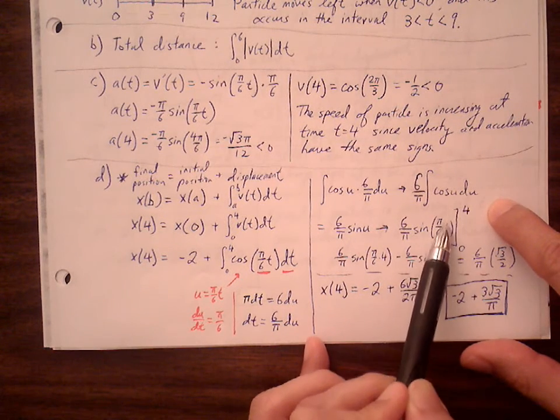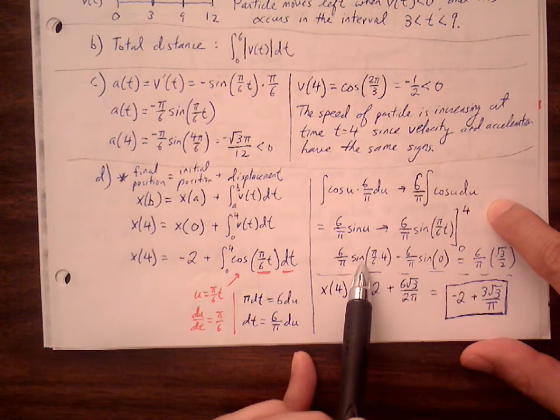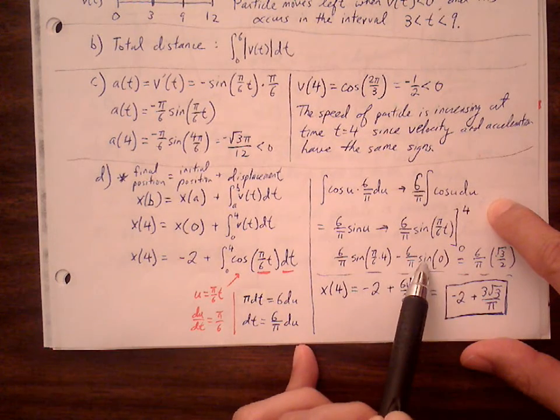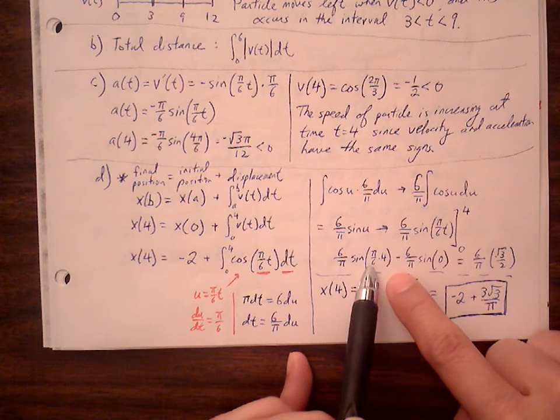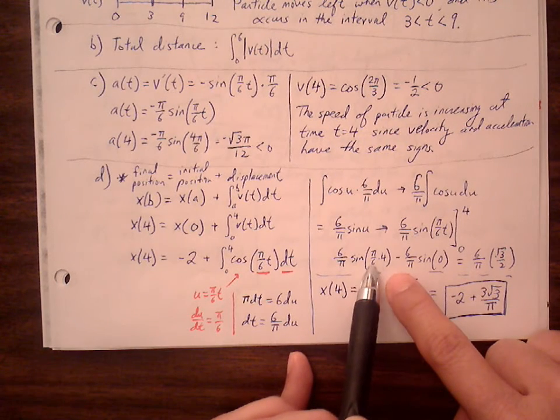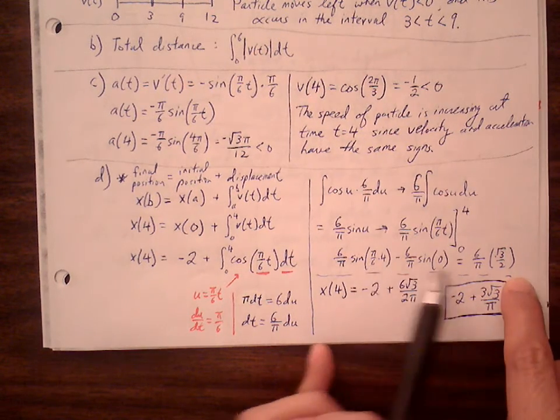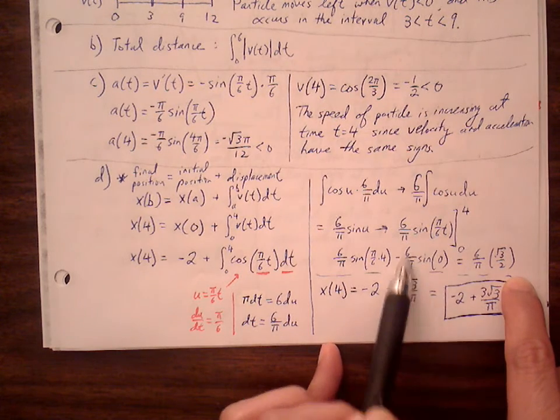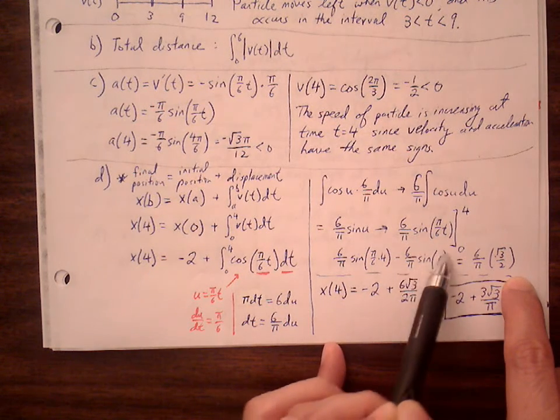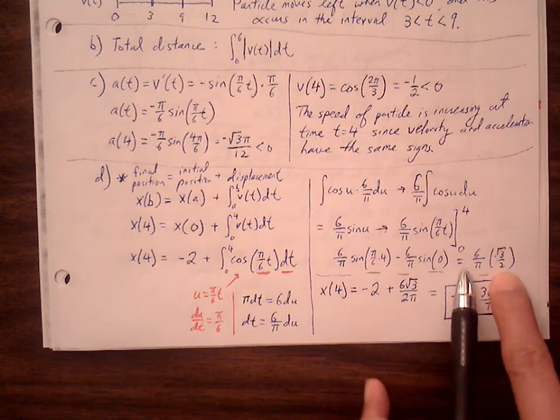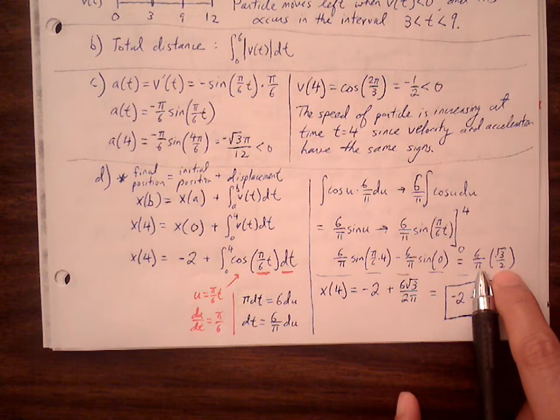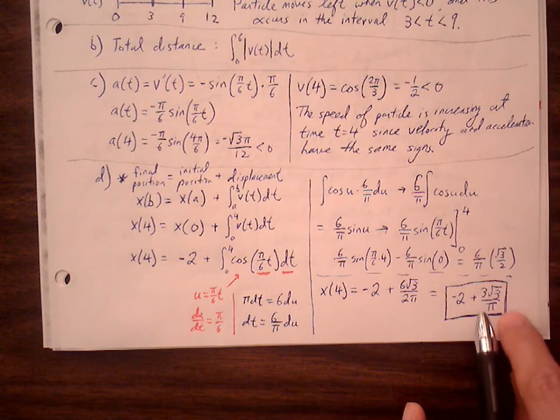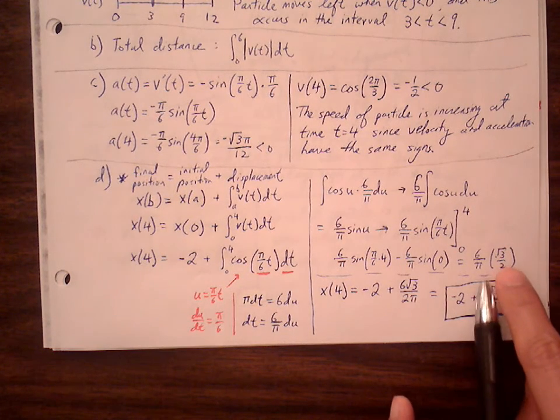Upper bound is plugged in for t first, minus, then the lower bound. So sine of 4 pi over 6, same thing as sine of 2 pi over 3, which is root 3 over 2 with a coefficient in front. Sine of 0 is just going to be 0, so all this just goes away. So we're only left with 6 root 3 divided by 2 pi, which reduces to be 3 root 3 over pi. But that's only the displacement.